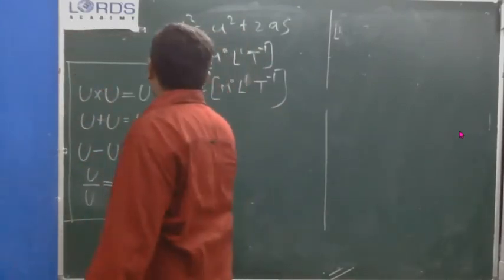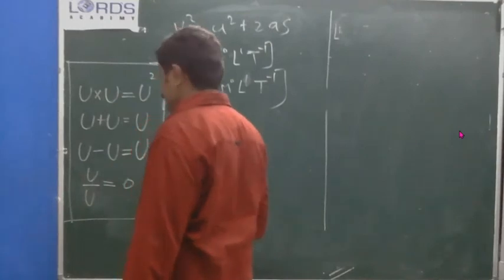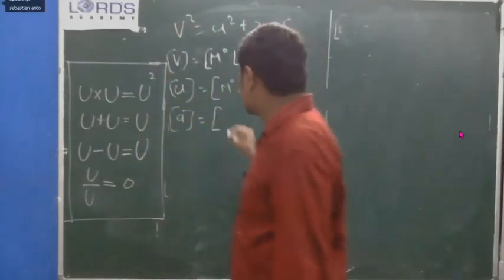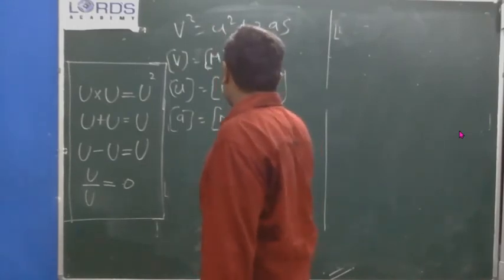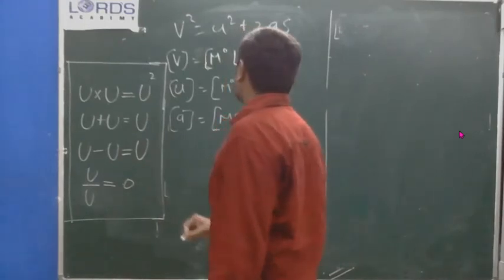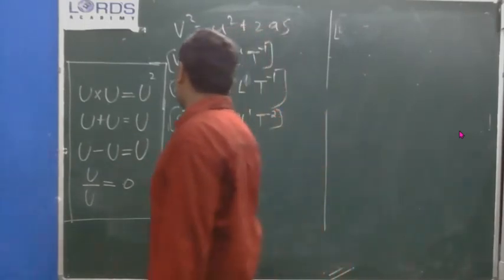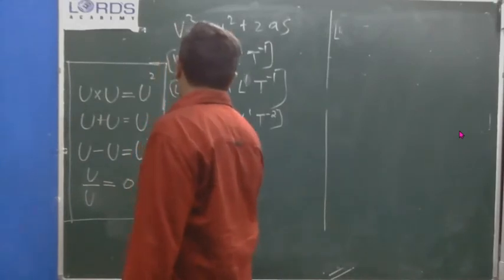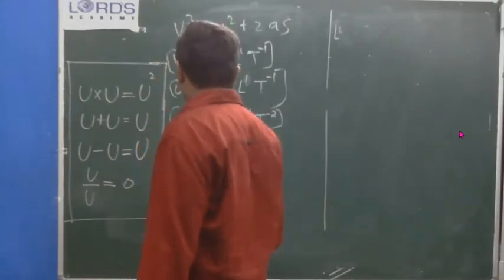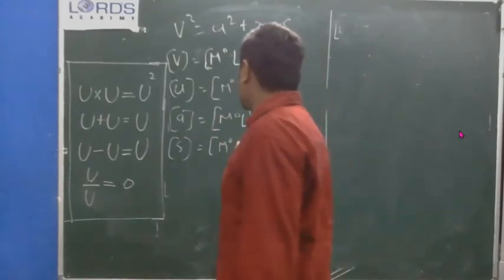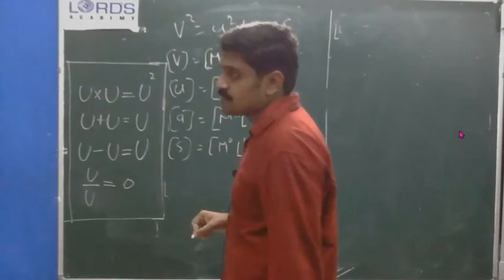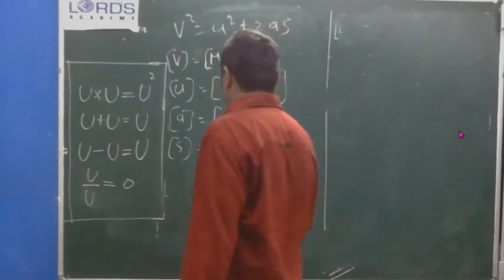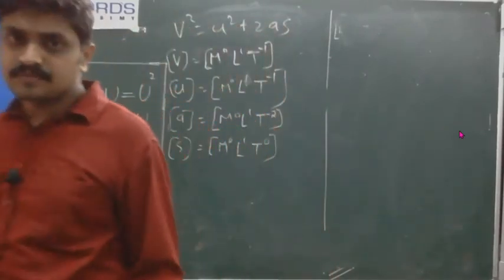Okay, Sebastian, next one. A. M raised to 0, L raised to 1, T raised to -2. Then one more: displacement. M raised to 0, L raised to 1, T raised to 0. Okay. So next, Nivedita.